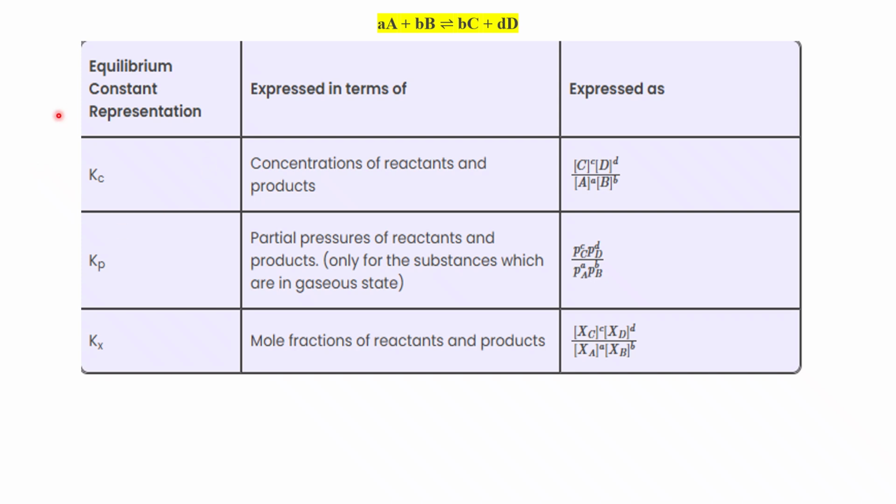Here Kc means we have expressed the equilibrium constant on the basis of concentration. In the case of partial pressure, it is Kp; instead of concentration we use P, which represents the partial pressure. For Kx, X means mole fraction, as we saw in previous videos, so we write the mole fractions xC xD divided by xA xB. So there are three types of equilibrium constant, Kc, Kp and Kx, expressed in these terms.